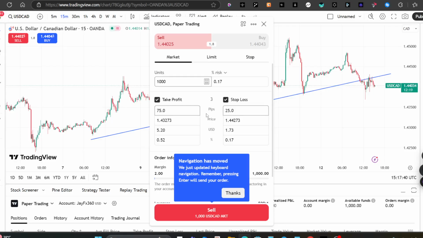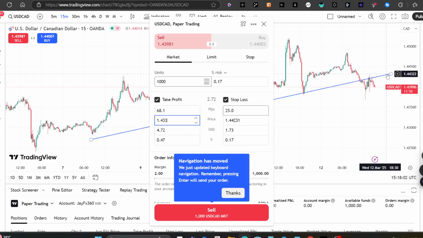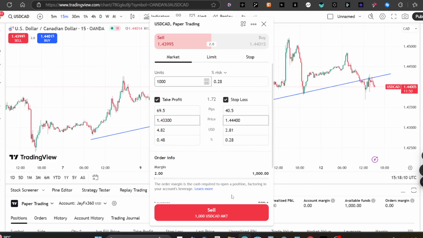So since it's a sell, maybe a take profit of about 1.432. Oh, let's see, if I want it to be a quick one, let's just say 1.433. Yeah, 1.433 can go. And then for stop loss, perhaps just above the nearest swing high, 1.443 or 1.444.